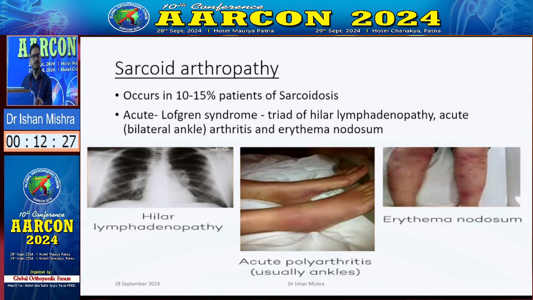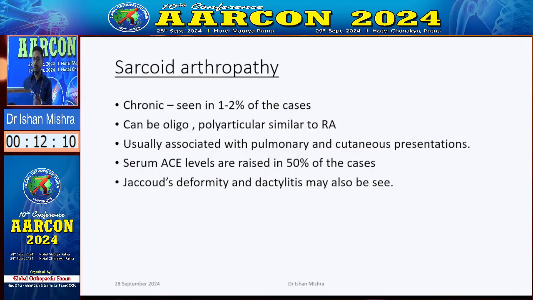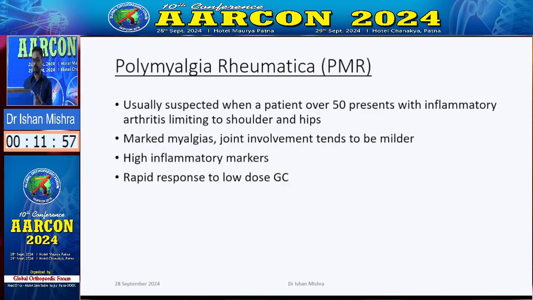Sarcoid arthropathy is a less common differential. It occurs in 10 to 15% of the patients of sarcoidosis. The acute arthritis, bilateral ankle arthritis with erythema nodosum and hilar lymphadenopathy is the triad, Löfgren syndrome. Chronic polyarticular presentation will be seen in 1 to 2% of the cases. The diagnostic clues will be high serum ACE level, and also dactylitis and Jaccoud's deformity can be seen.